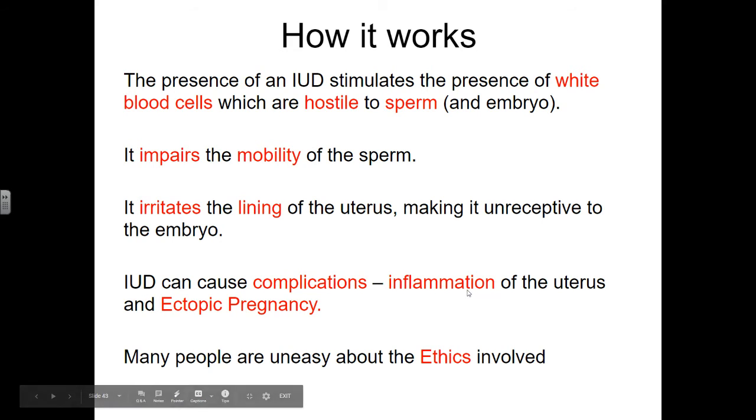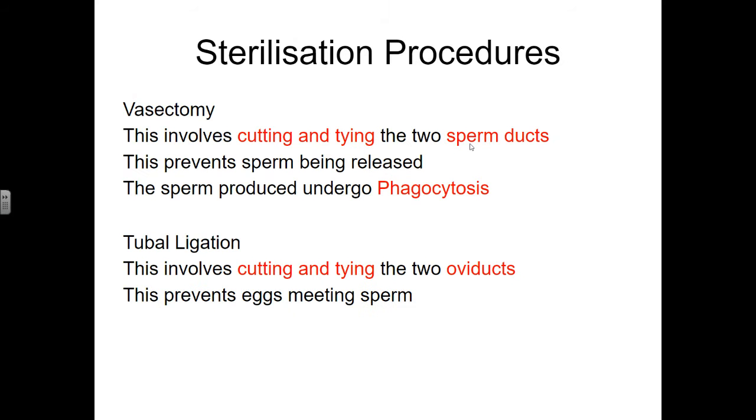Many people have ethical apprehension about IUDs because the fertilized embryo has been made and you're just providing a hostile environment to it. So quite often we'll see it as a form of termination or abortion because you're just preventing a potential life from implanting.